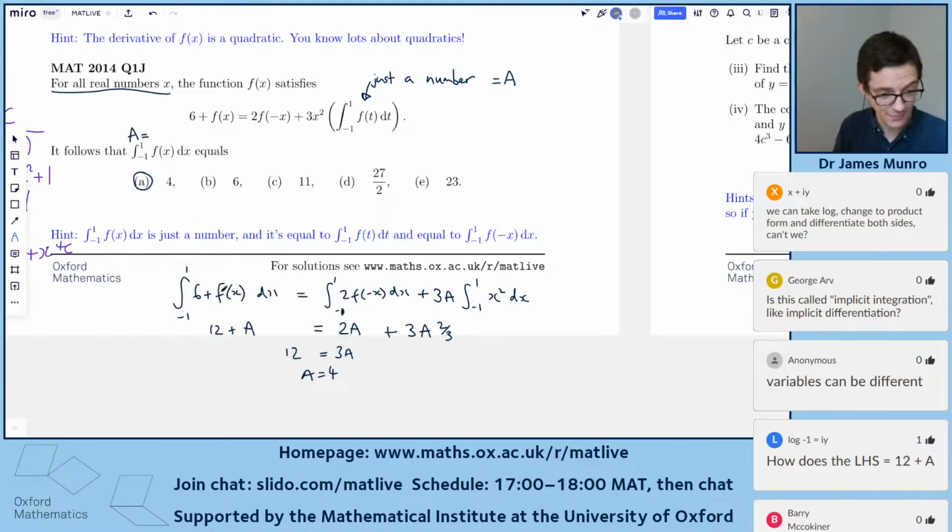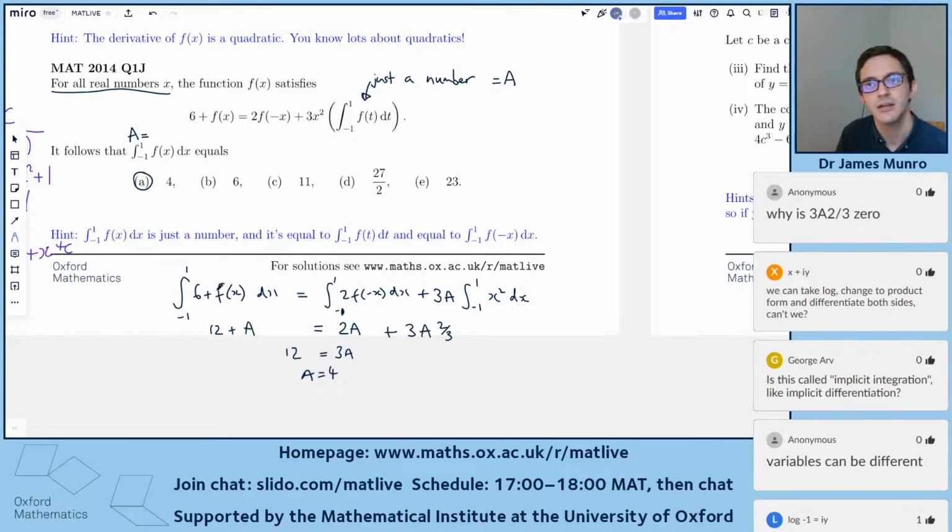So I got that. Is this called implicit integration, like implicit differentiation? I don't know. I don't think so. I've never heard it called that, exactly. It's a little bit implicit, isn't it? Because this is an integral differential equation, but I feel bad for saying that phrase.